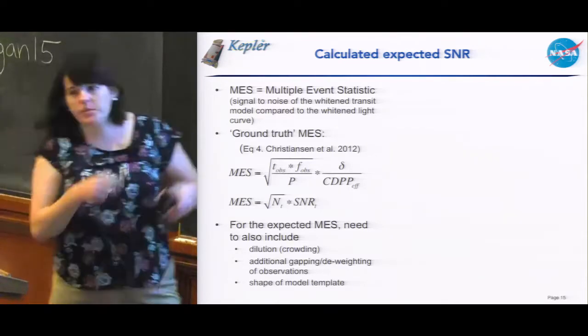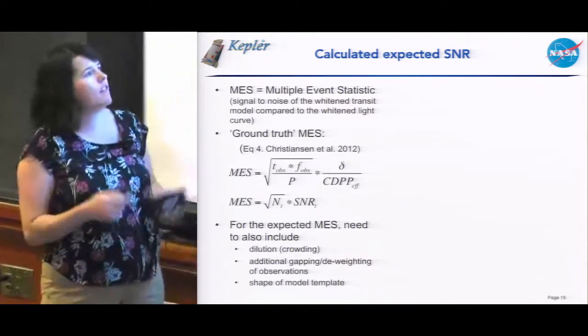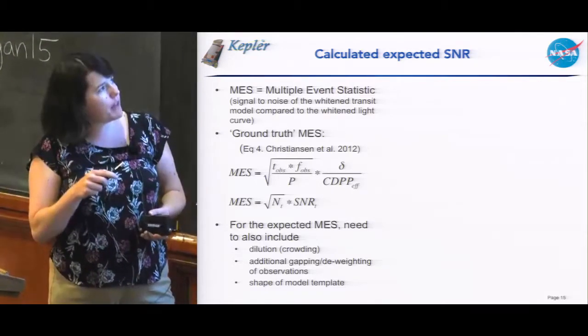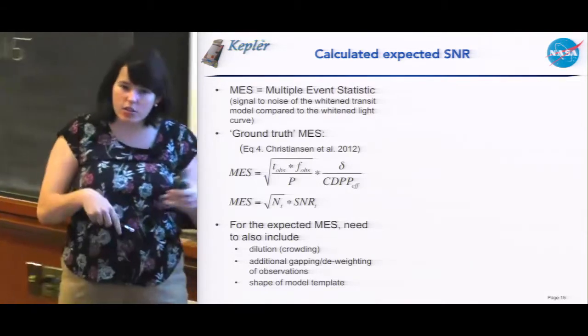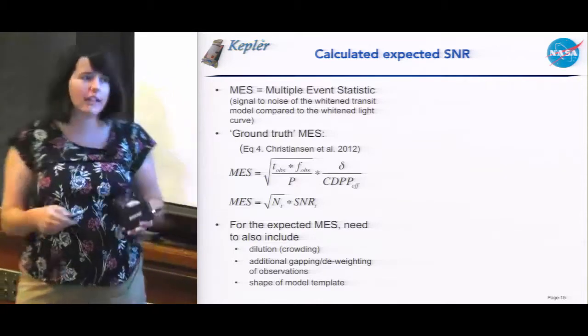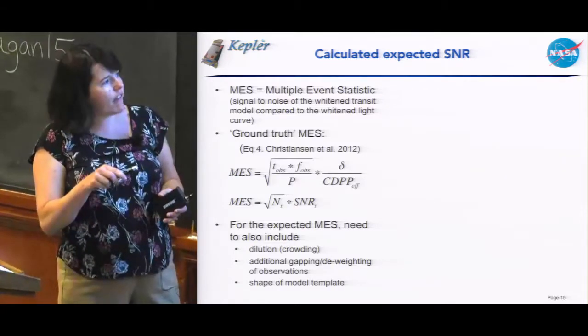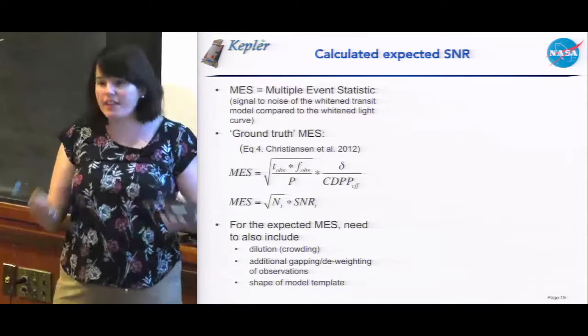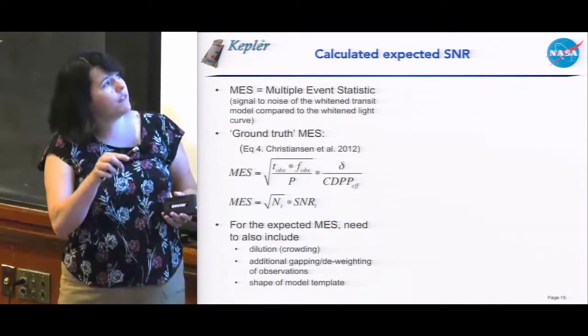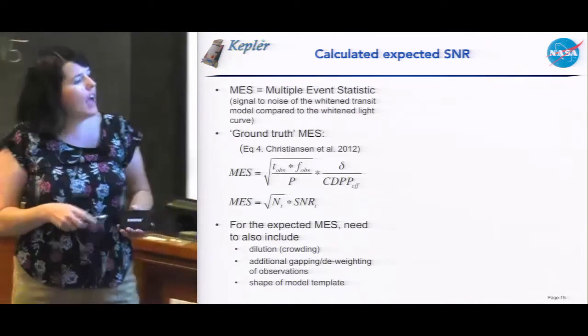So that's the ground truth. That's what the universe gives us. The universe gives us a planet of this size, which corresponds to that depth and that period, and this is your MES. However, the signal to noise that actually gets into your light curve is modified slightly by various things, including the fact that your aperture could be diluted. You could have other stars in the aperture, which means your depth is different. So this number is not what you expect it to be.